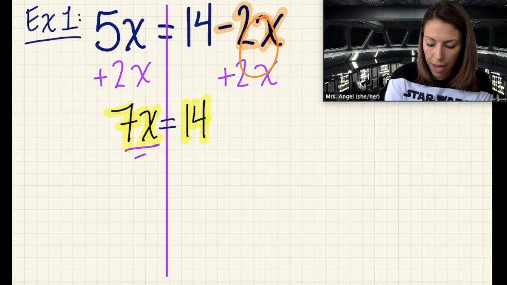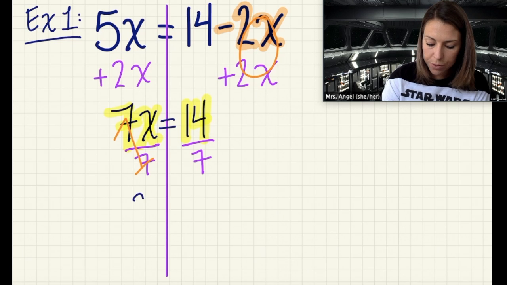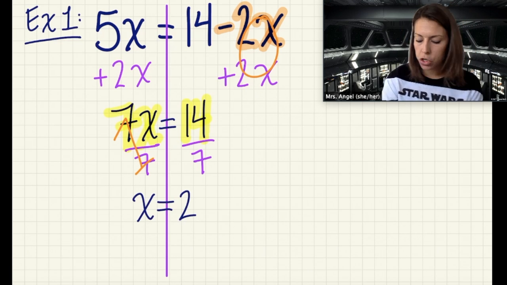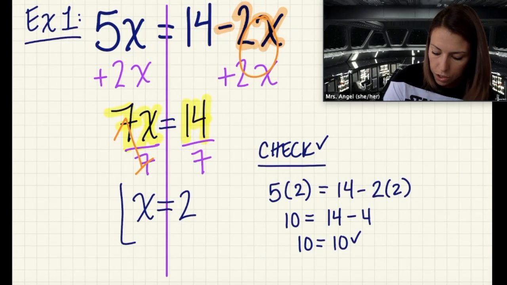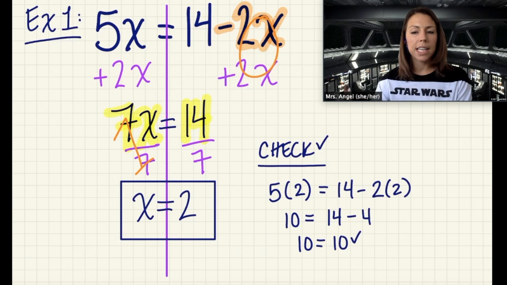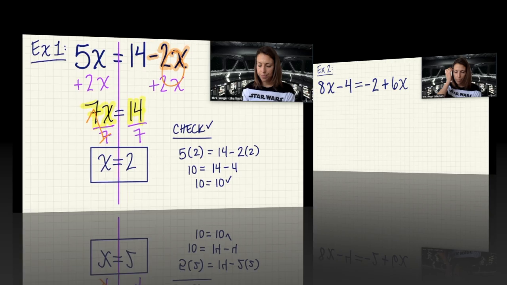We're just going to divide both sides by 7. That creates a big one factor. And now we're left with x equals 2. Let's do a quick check just to be sure. So we know that 2 is the correct solution. Let's take a look at another example that's a little bit tougher.